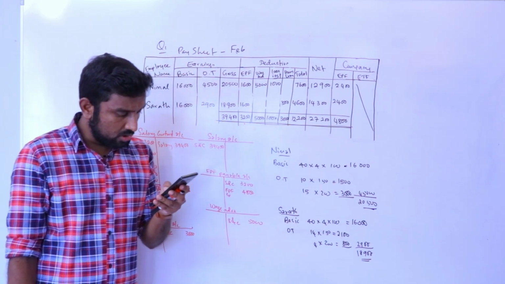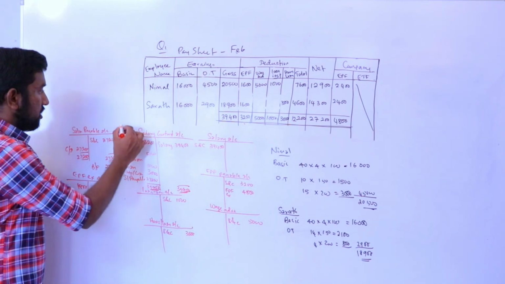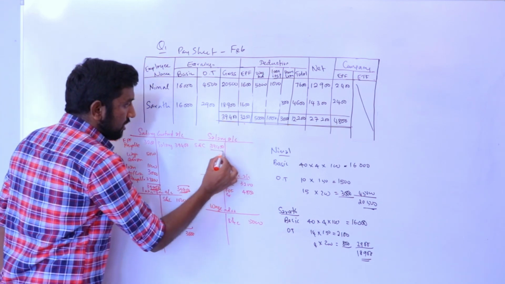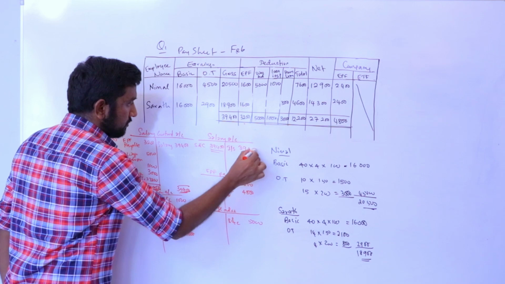Did they say anything about anything else? No. So we close the account. Salary control account is done. Salary account, or salary and wages account, will go to the income statement.